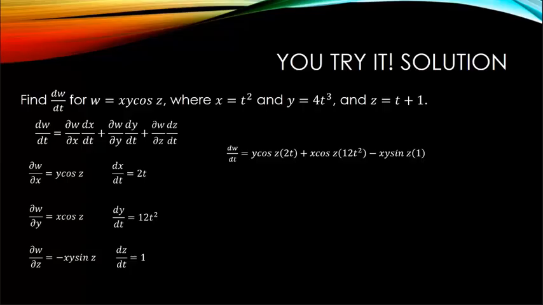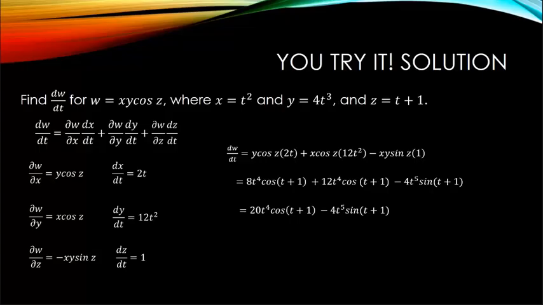This means dw/dt is going to be equal to y cosine z times 2t plus x cosine z times 12t squared minus xy sine z times 1. Now I'm going to plug t squared in for x, 4t cubed in for y, and t plus 1 in for z. I get 8t to the fourth times cosine of t plus 1 plus 12t to the fourth times cosine of t plus 1 minus 4t to the fifth times sine of t plus 1. Combining the first two terms, I get 20t to the fourth times cosine of t plus 1 minus 4t to the fifth times sine of t plus 1.